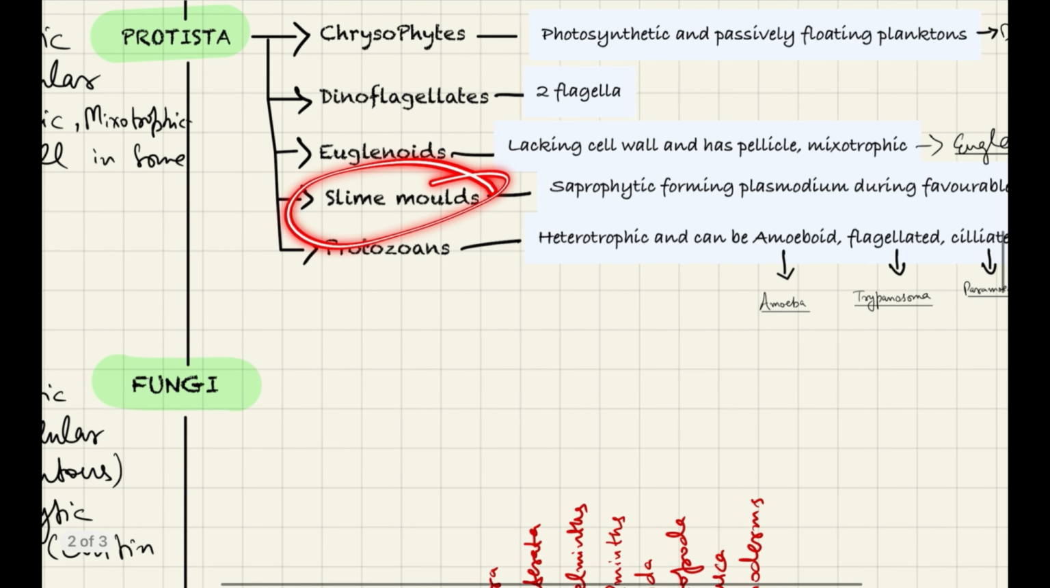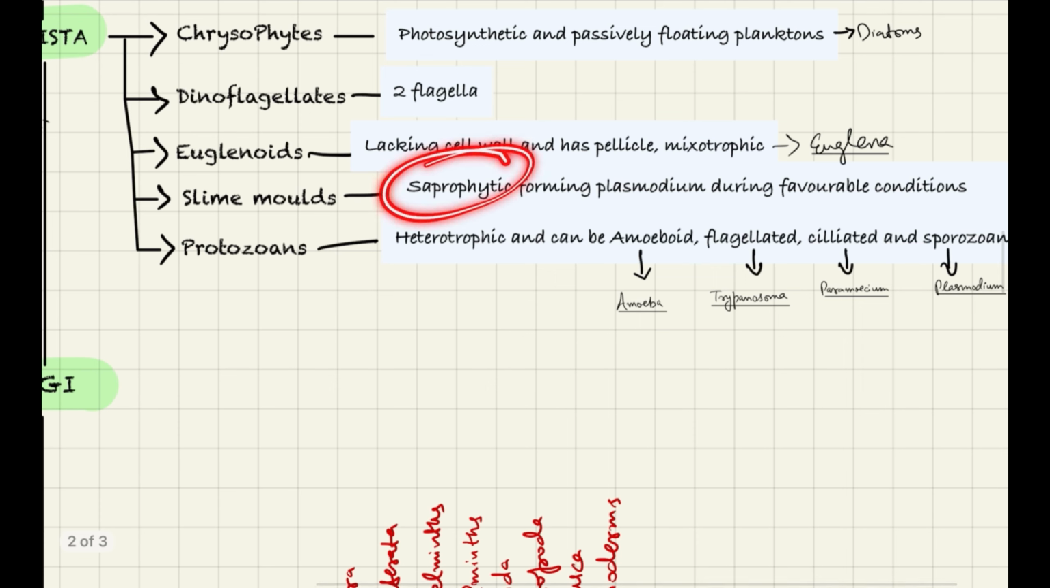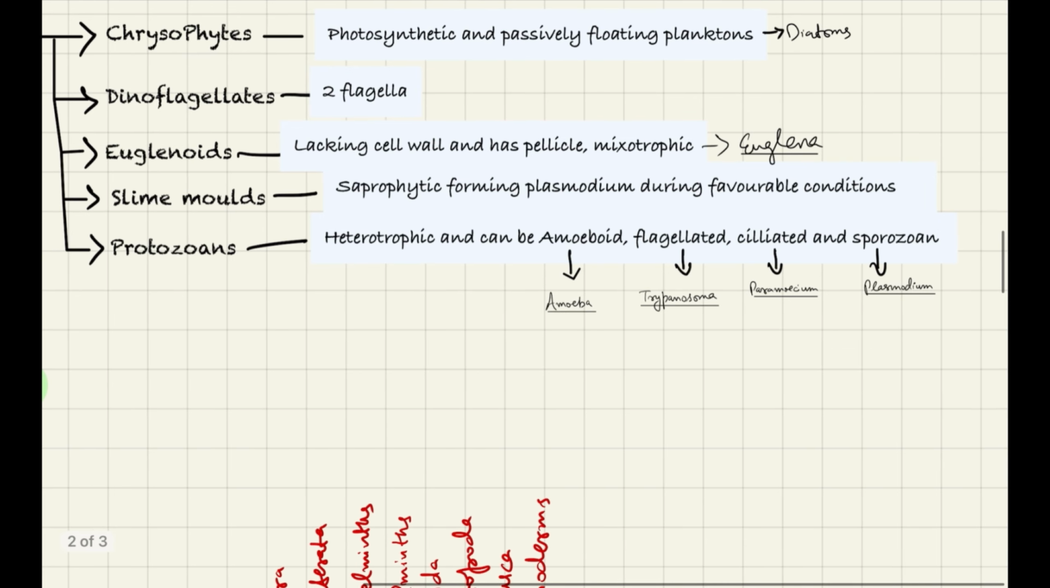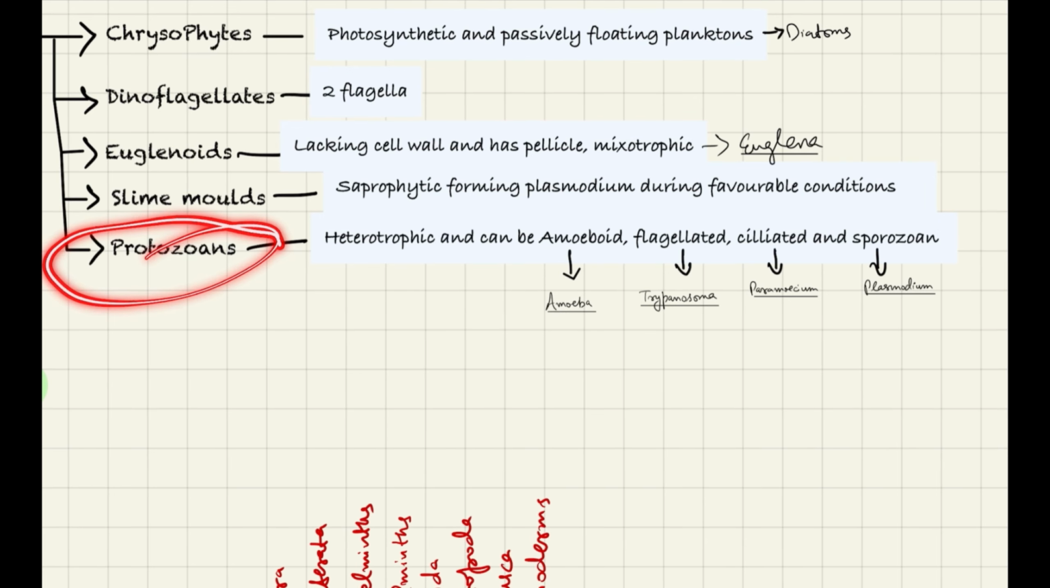Then there are slime molds. These are saprophytic, forming plasmodium during favorable conditions. Plasmodium here means a kind of aggregation, and then during unfavorable conditions it will form the spores known as conidia. Then there are protozoans.